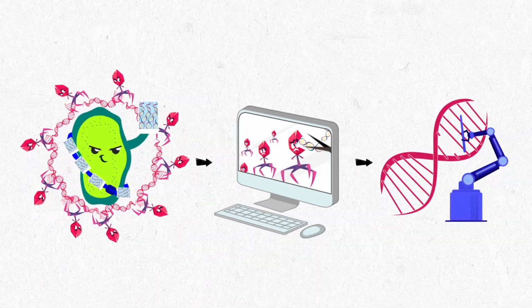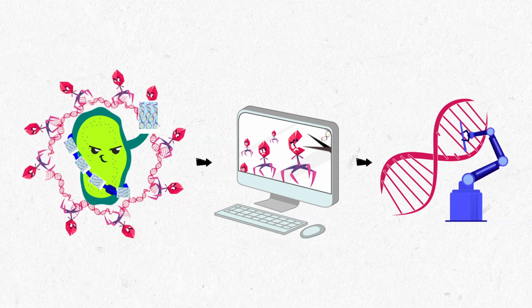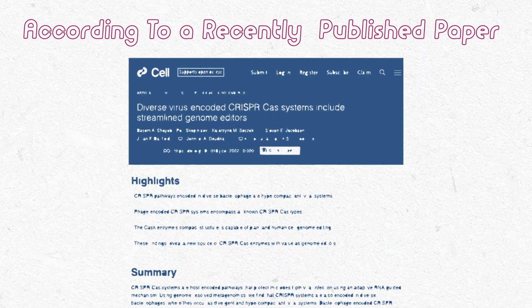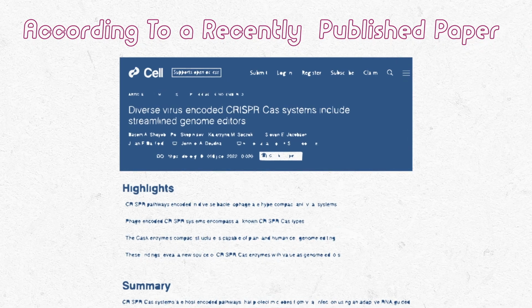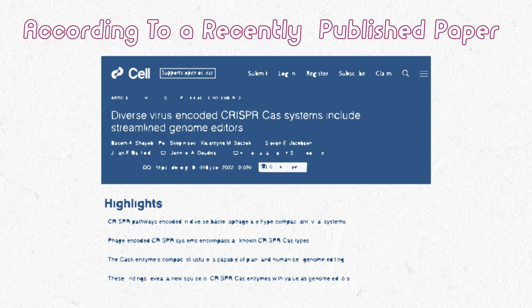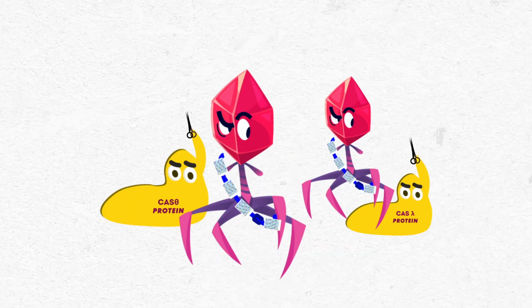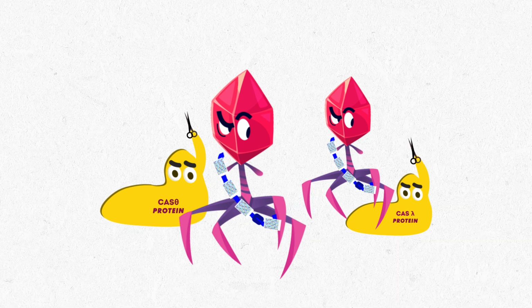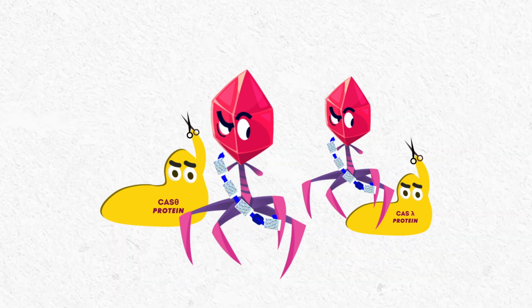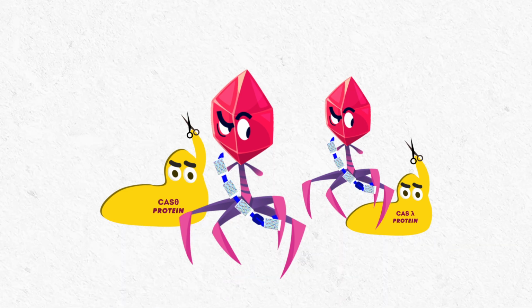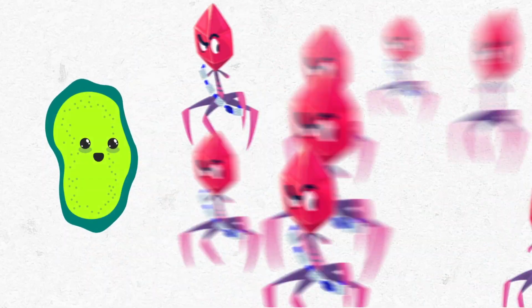We at Under the Microscope Kenya were thinking about this topic when we read a paper published in 2022 in a biology journal called Cell. In this paper, scientists reported and characterized the discovery of some CRISPR-Cas systems from phages. One can imagine that maybe the reason why phages have developed CRISPR-Cas systems might be to help them to compete with each other when many of them have infected the same bacteria.